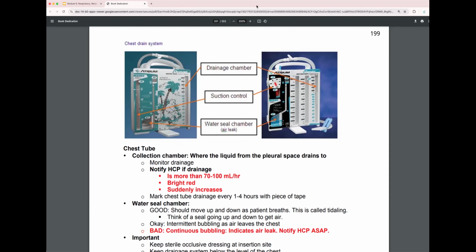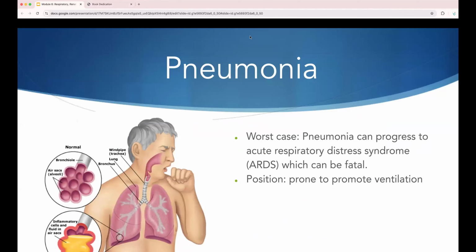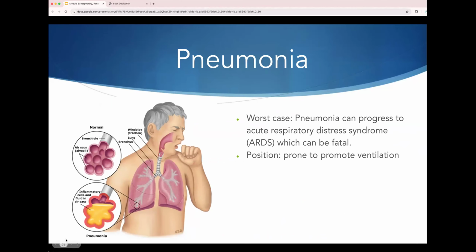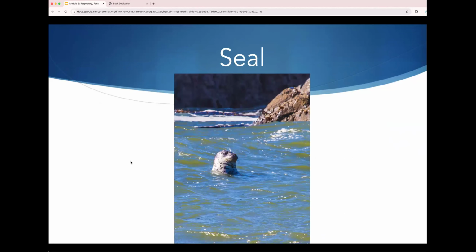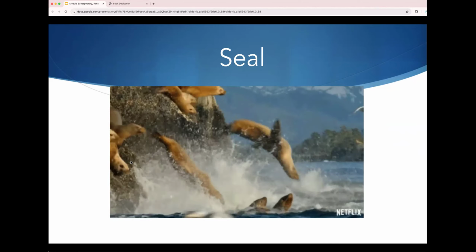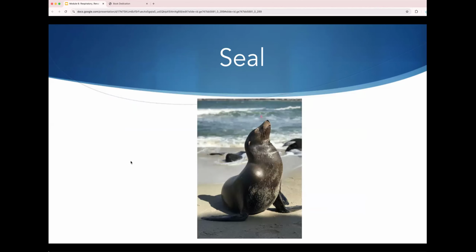So let me show you something. Okay, so have you ever seen this animal before? A seal, right? Sometimes they used to be in the circuses when I was little and they would put a ball on its nose. So this is a seal.